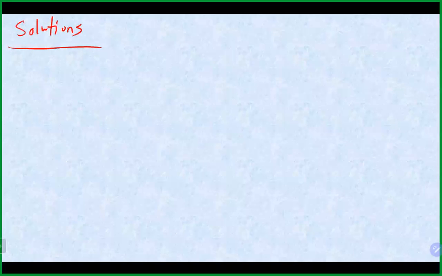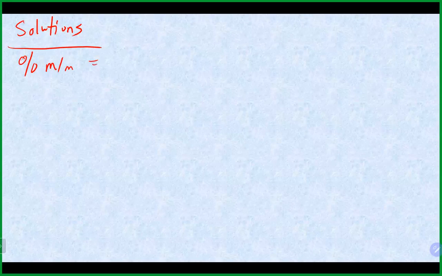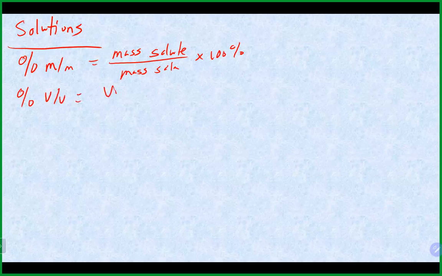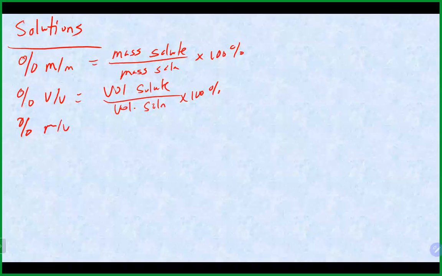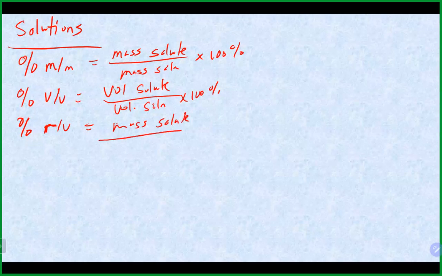and we talked about some different types of solutions, which is percent m/m, which is mass to mass, which again is the mass of the solute divided by the mass of the solution times 100%. We also saw percent volume to volume, which is our volume of solute over volume of solution times 100%. And our percent mass to volume here, which is our mass of solute over volume of solution times 100%.